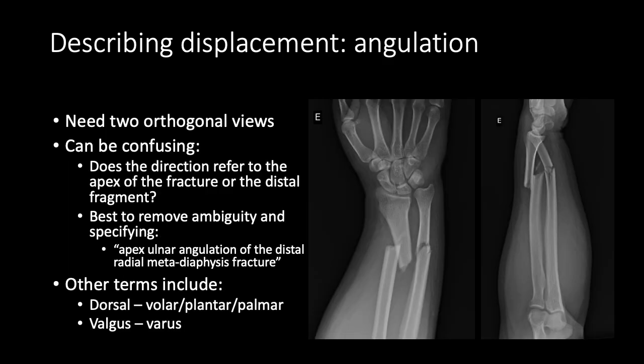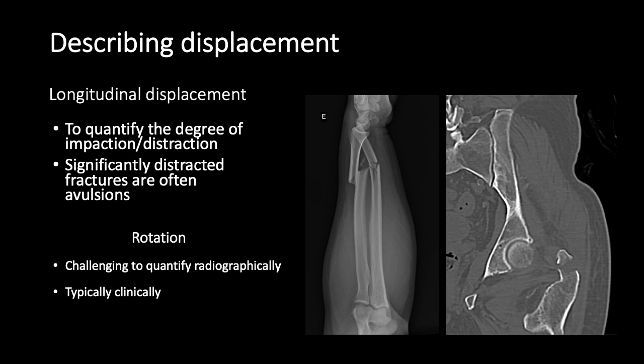In order to correctly describe angulation, you need to have two orthogonal views. To avoid confusion of whether the direction refers to the apex of the fracture or the apex of the distal fragment, it's good to specify. For example, in this case, we have apex ulnar angulation of the distal radial metadiaphysis fracture. Describing longitudinal displacement can help quantify the degree of impaction or distraction. Significantly distracted fractures are often avulsion fractures, as seen in the example of the greater trochanter avulsion fracture on the coronal CT image here.